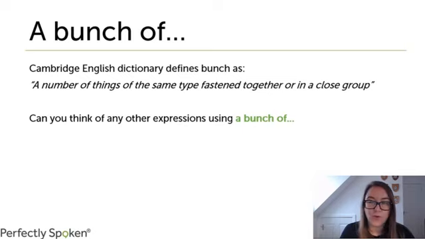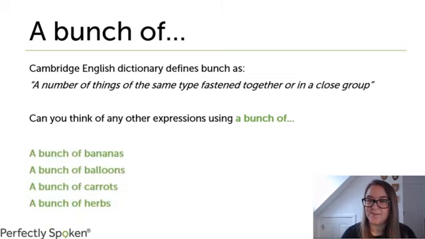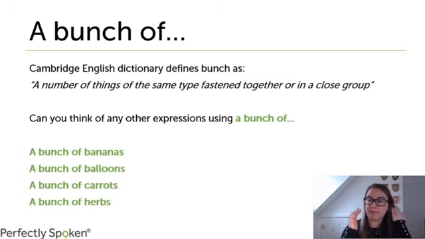So pause for a moment. Can you think of any other expressions? Okay, let me tell you my answers. A bunch of bananas, a bunch of balloons, a bunch of carrots, a bunch of herbs. There are lots of different examples that you could have given me here, as long as the idea is that the same things, lots of the same items bunched together.